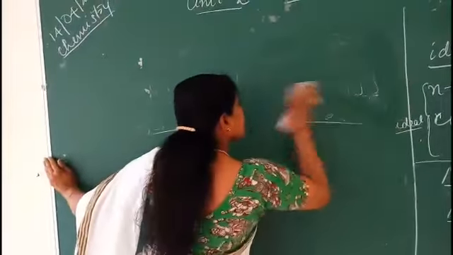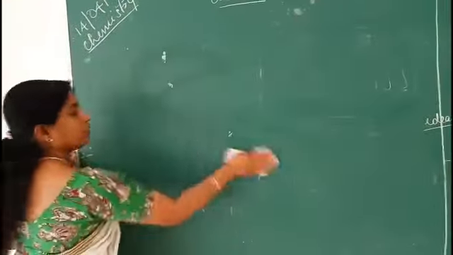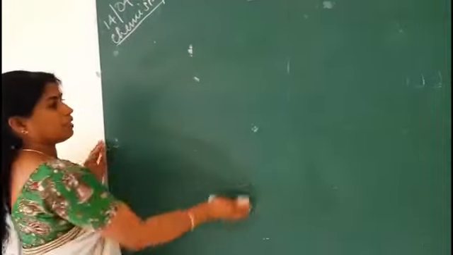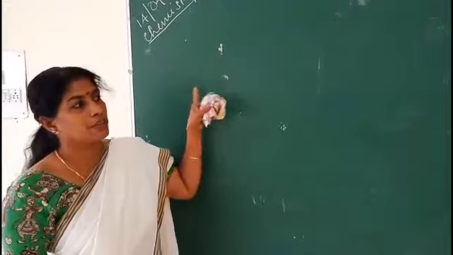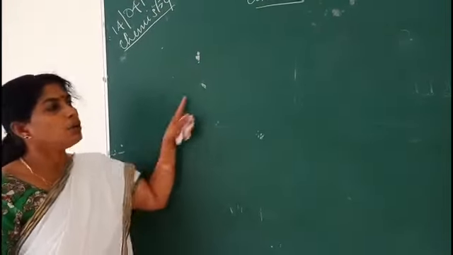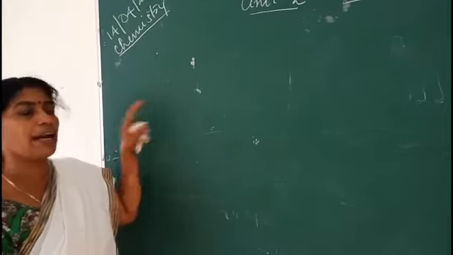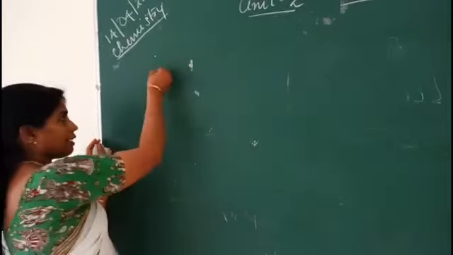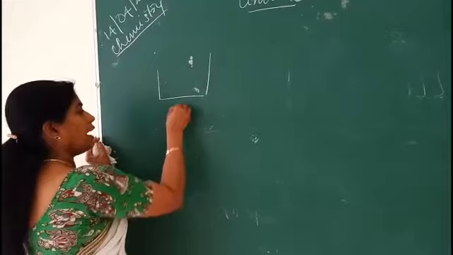Next is what is the reason for positive and negative deviation. There are two types of deviation: positive deviation and negative deviation. First we will study what is the reason for ideal behavior. So we are taking two liquids, A and B.